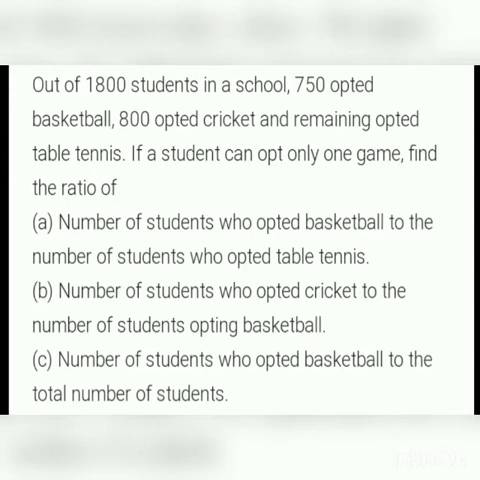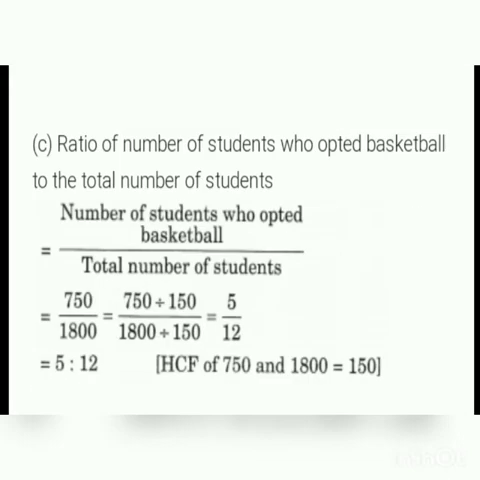What will be the ratio? 800 by 750. Now cancelling down you can find the ratio. Now see the question, ratio of the number of students who opted basketball to the total number of students. So basketball, how many students? 750 students. And the total number of students is how much? 1800. That is given in the question. So finding the ratio, 750 by 1800, what are you getting?